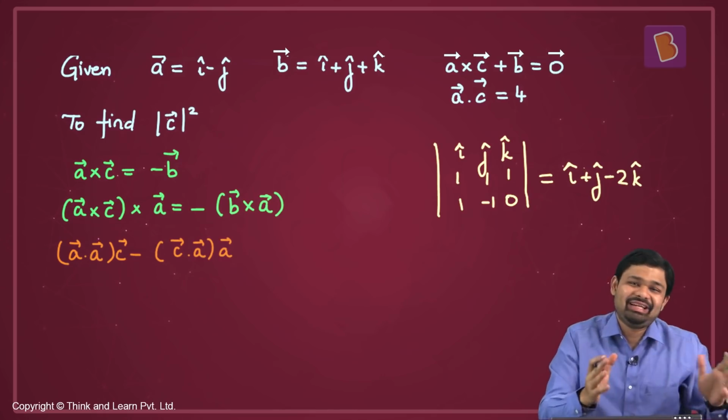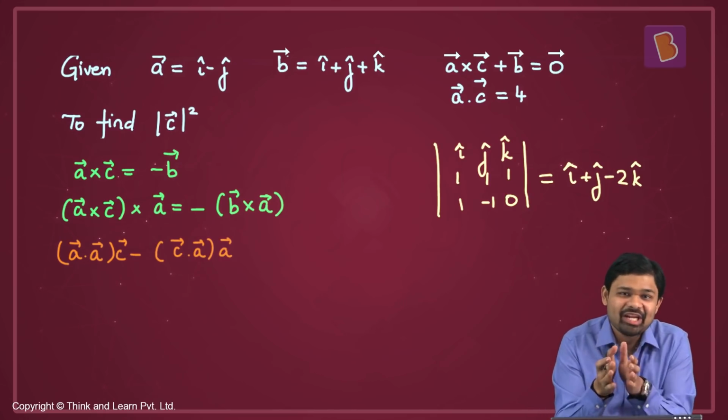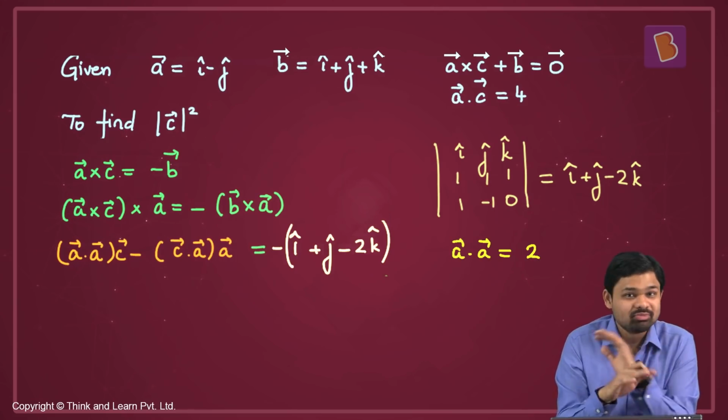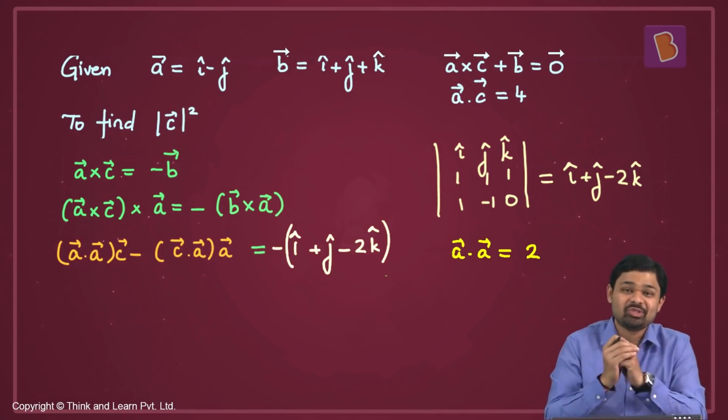So I know what is the right hand side as well. So what is A dot A? A is i minus j. A dot A will be 1 plus 1, which is equal to 2. Straightforward. I have got out what is A dot A.